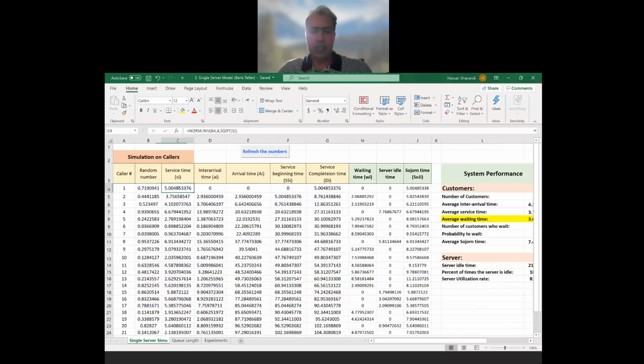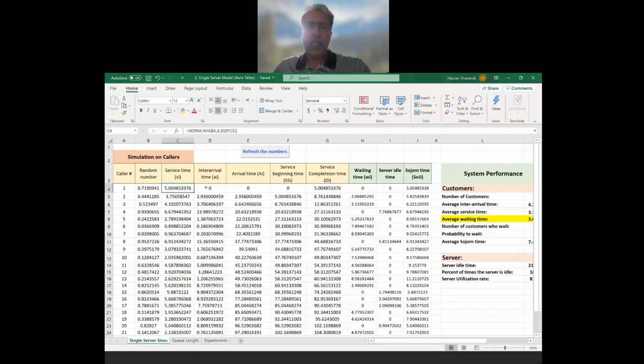The service time, as you remember for this example, was based on a normal distribution with a mean of 4 minutes and a variance of 3 minutes. Since it's normal, we can use NORM.INV, normal inverse, with three parameters. B4 here is the generated random number, 4 is the mean of the normal distribution, and square root of 3, because here we need to consider the standard deviation, not the variance. By having this function, we obtain the service time for customer 1.